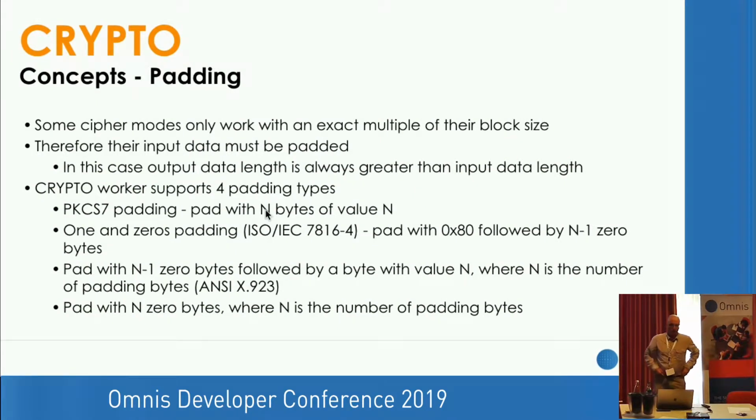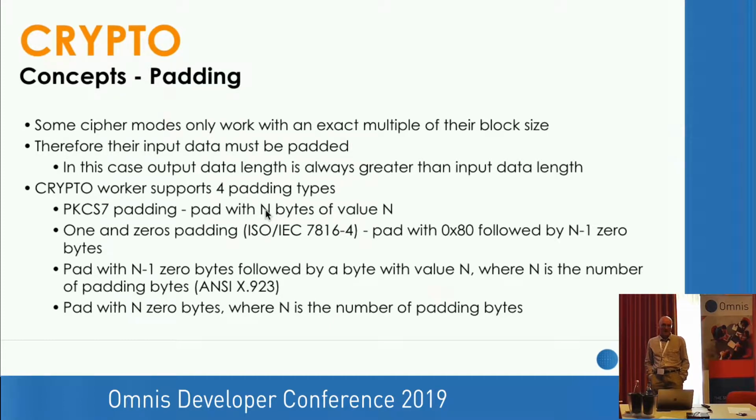And also padding. Unless you're using the counter mode, I think it's a counter mode, some of the cipher modes will only work with using an exact multiple of the block size. So that means if you've encrypted some data and you want to be able to decrypt that data, and it's of some random length, you need to be able to pad the data up to the correct block size.